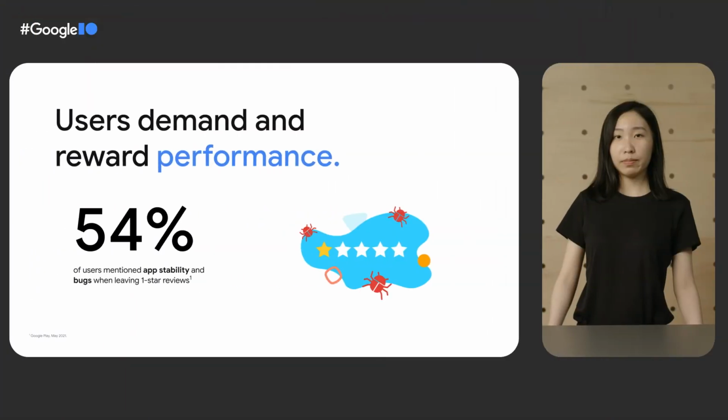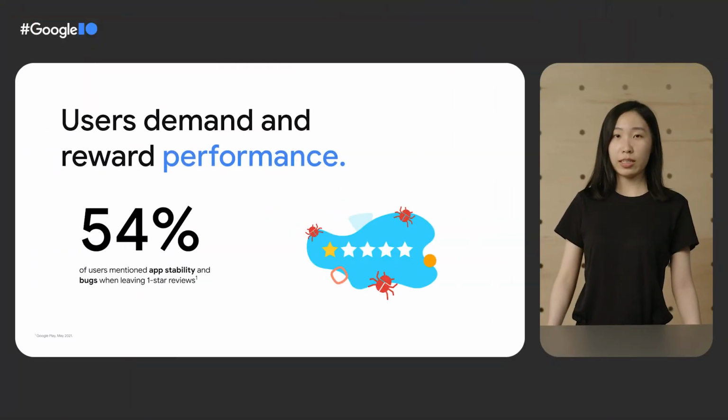Thanks, Mike. After you fix the critical crashes in your app, the next step is optimizing your app's performance as you scale. Performance is critical to the success of your app. Users demand and reward performance. Based on a recent analysis of Google Play reviews, 54% of users who left a 1-star review in the Google Play Store mentioned app stability and bugs as a reason for their low rating.